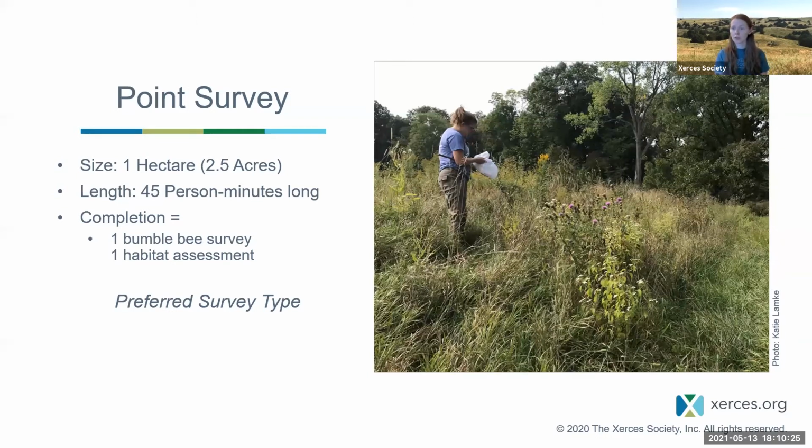If there's 2 people surveying, you only have to survey for 22.5 minutes. If there's 3 people surveying, you only have to survey for 15 minutes. You just need a total of 45 person minutes for the survey. So you're going to run your bumblebee survey and then a habitat assessment, and that counts as 1 point survey.